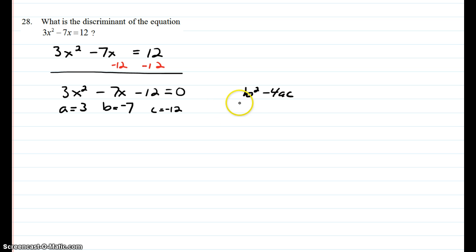So b is going to be negative 7. Our a value is going to be 3. And our c value is going to be negative 12. Okay, so now we just simplify.